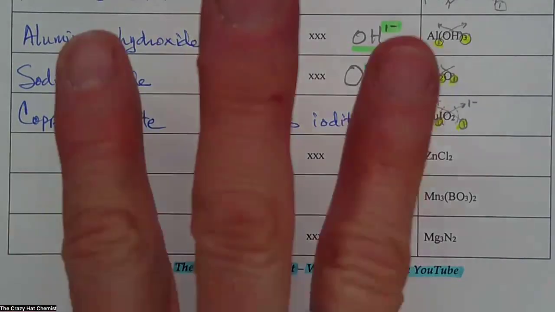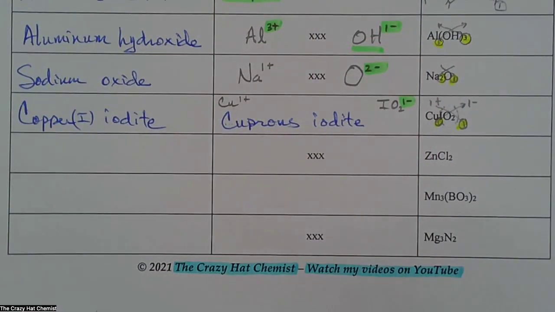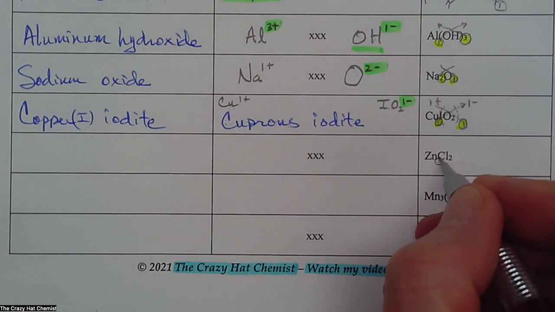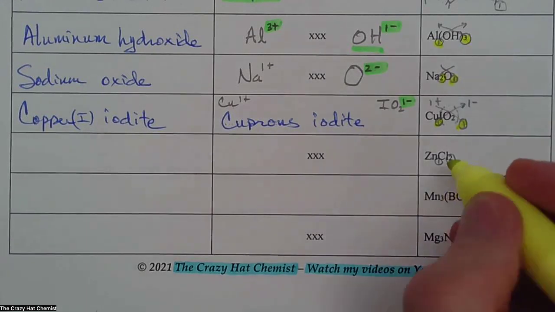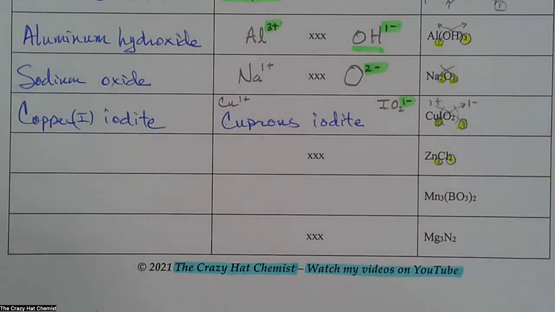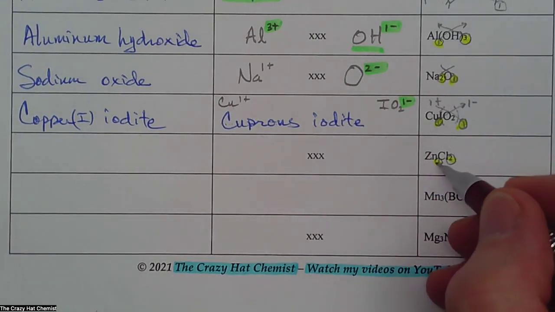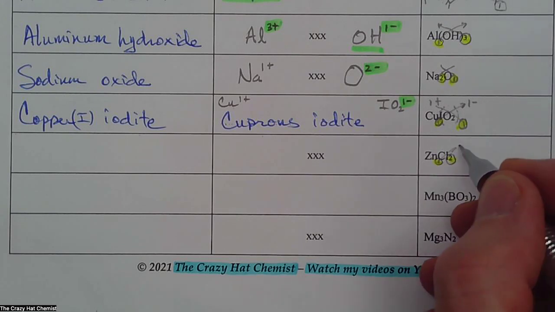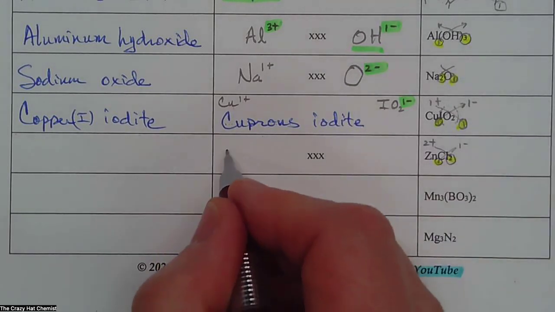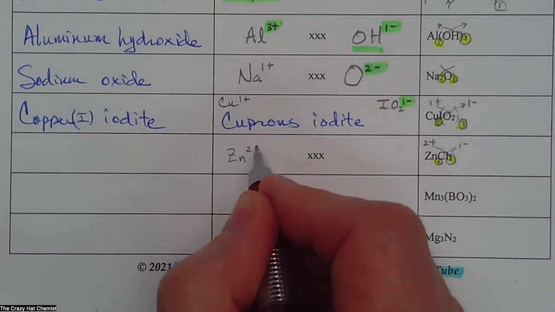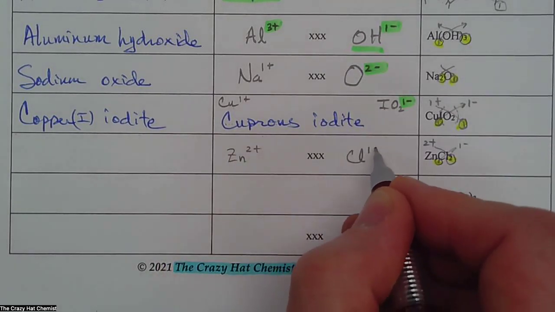We only have 3 more problems left to do. There's a number right here. That's a 1. There is a number right here. I'm going to highlight these 2 numbers. I'm going to take the bull by the horn, flip, bring it up. That number comes up here. That is a 1 minus. This number comes up here. That's a 2 plus. So I have a Zn with a 2 plus and a Cl with a 1 minus.